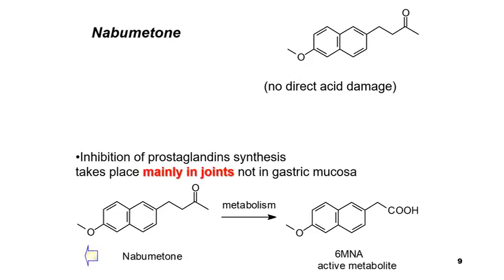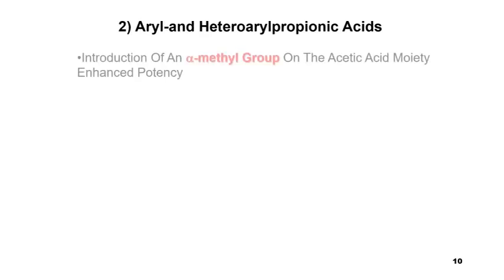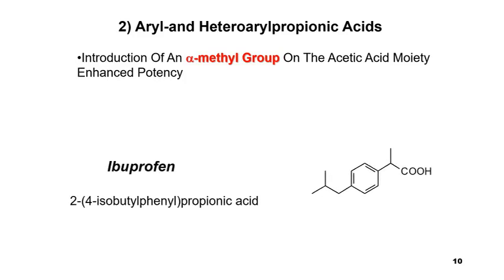It inhibits the prostaglandin synthesis, occurring mainly in joints, so it is claimed and marketed as a drug having no gastric or mucosal irritation. Introducing an alpha methyl group on the acetic acid moiety produces the second class of heteroarylpropionic acid, where the alpha carbon just neighboring the carboxylate function is substituted.